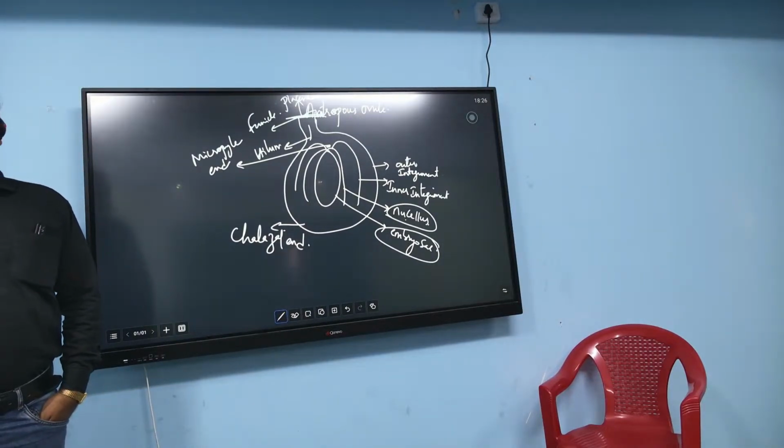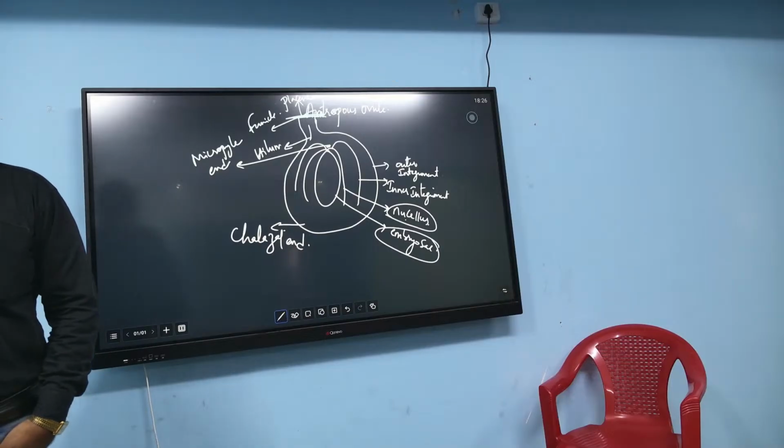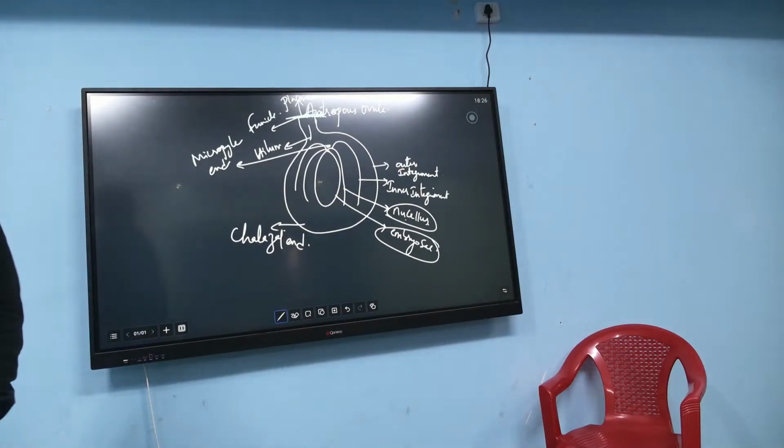Outer integument is present, inner integument. Two layers are present. They are the protective layer. Okay. Inside that, one more layer is present. What is that layer doing?